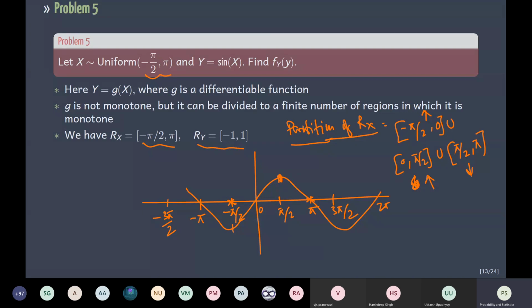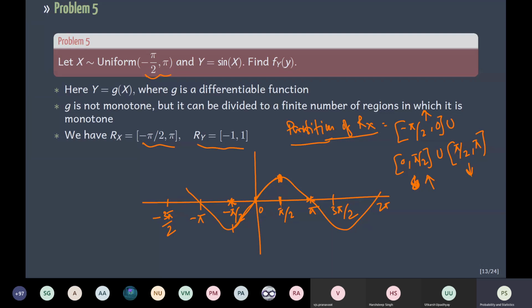Now we will use the method of transformation. In the method of transformation, the steps involved are that we have to find the inverse function locally, like piecewise inverses. From here to here, we can find the inverse function of this curve. From here to here, we can find the inverse of this function. From here to here, we can find the inverse of this. The reason why we do this partition is to have a unique inverse. That's the whole idea.